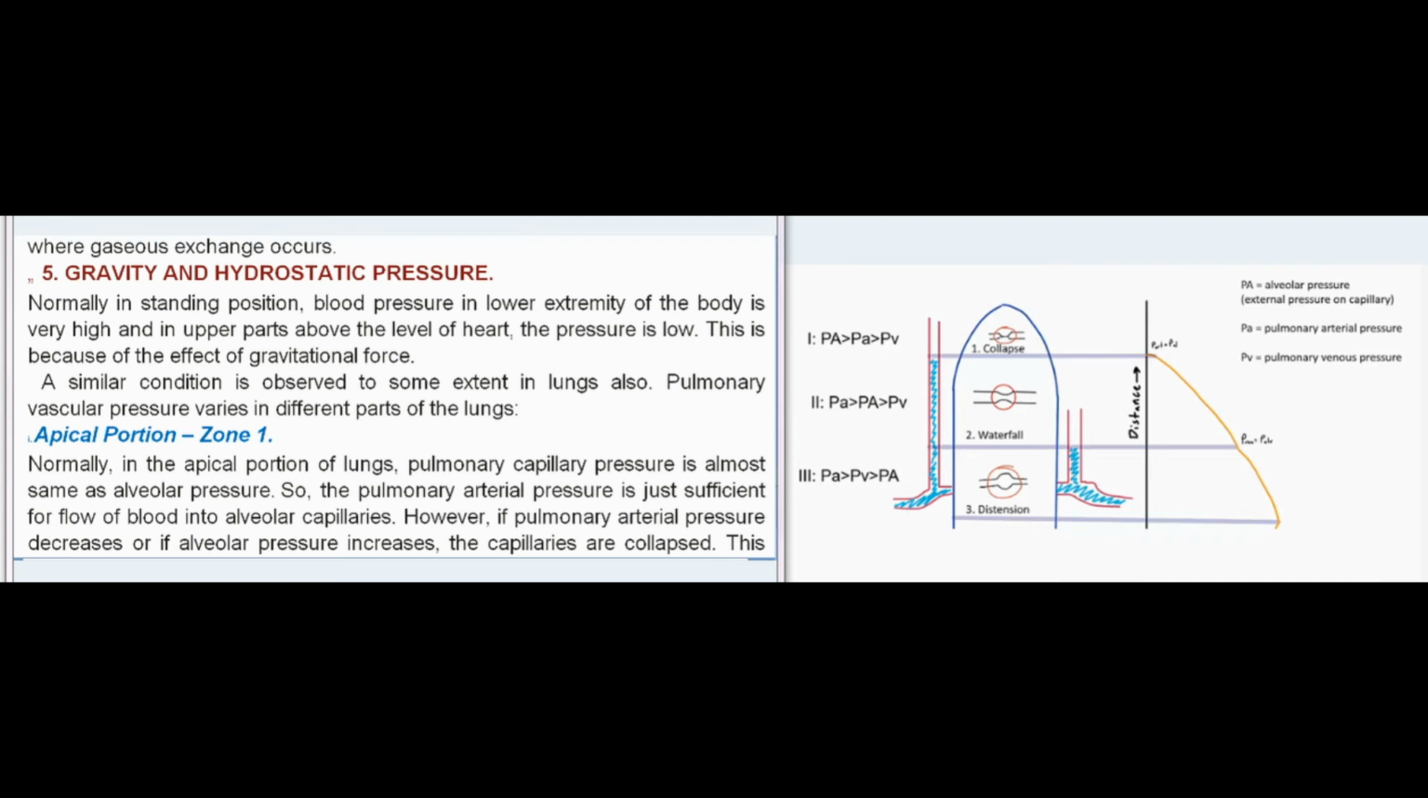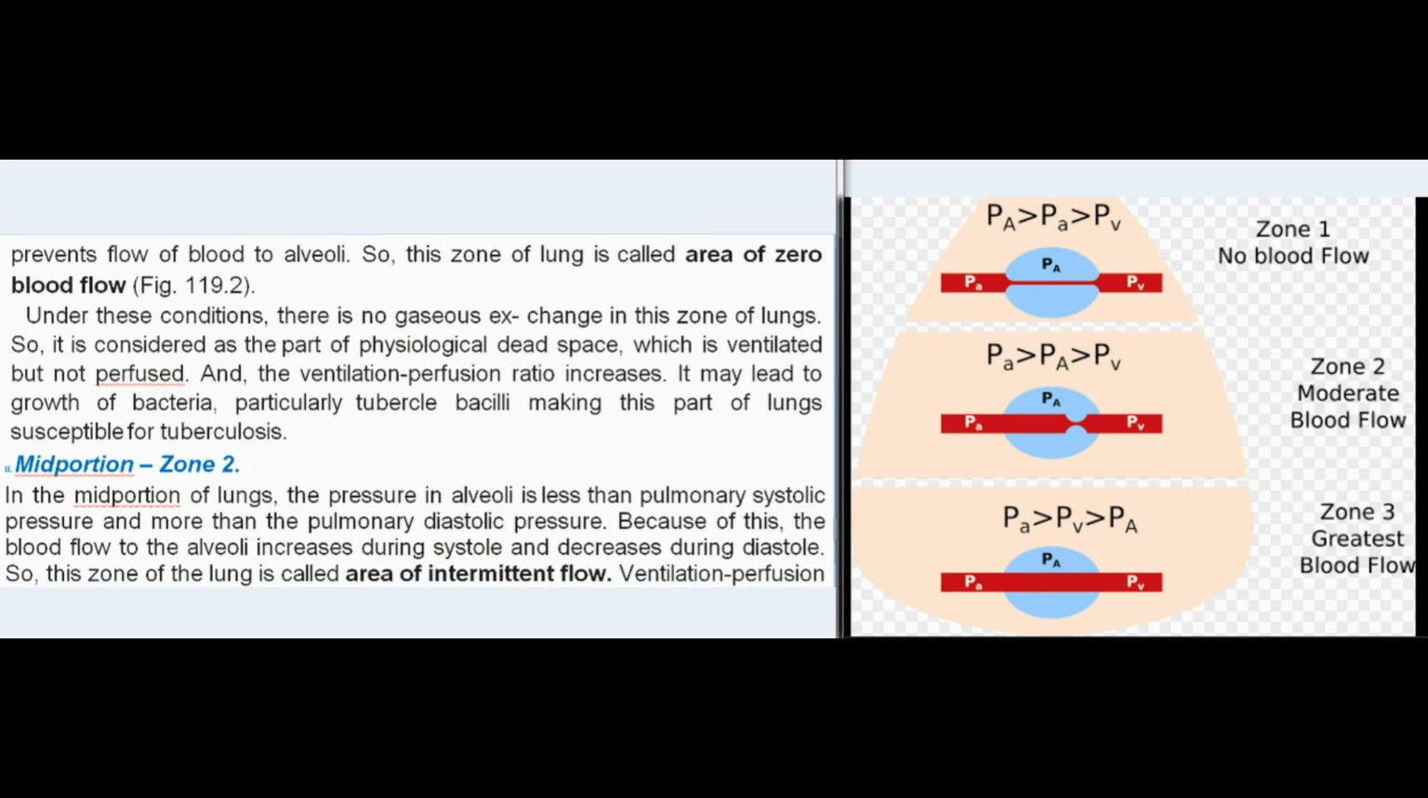Apical portion, Zone 1. Normally, in the apical portion of lungs, pulmonary capillary pressure is almost same as alveolar pressure. So, the pulmonary arterial pressure is just sufficient for flow of blood into alveolar capillaries. However, if pulmonary arterial pressure decreases or if alveolar pressure increases, the capillaries are collapsed. This prevents flow of blood to alveoli. So, this zone of lung is called area of zero blood flow, Fig.